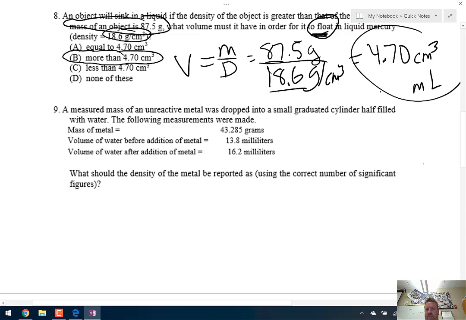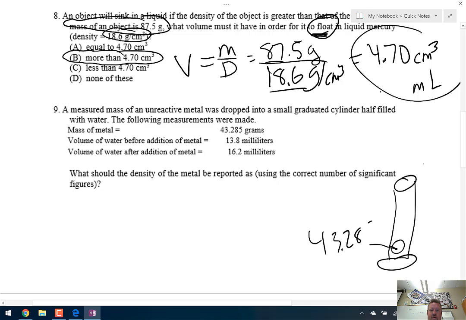And at any point, if you're not understanding something, you always have the option to stop this, back it up, and listen to it again. Okay, measured mass of an unreacted metal was dropped into a small graduated cylinder half filled with water. The following measurements are made. So the mass of the metal, so here's our graduated cylinder here. We've got a piece of metal we put in there, and it is 43.285 grams. So the water was at 13.8, and now it's gone up to 16.2.